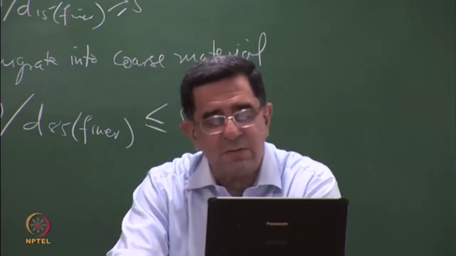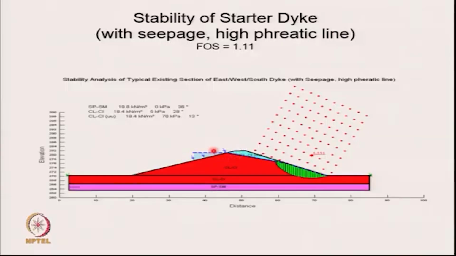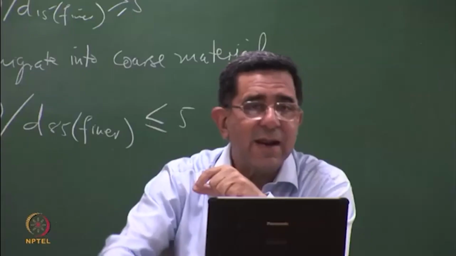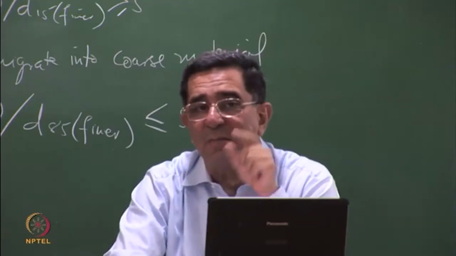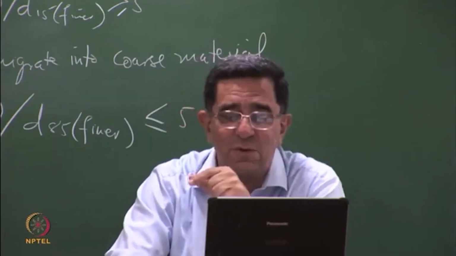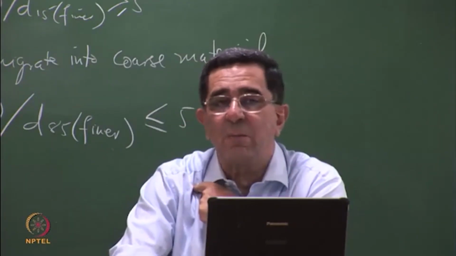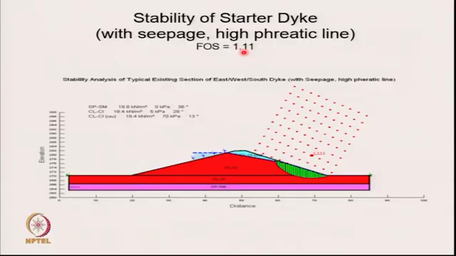However, now let me make the phreatic line higher. My phreatic line is high and it meets the downstream slope. That means now I'm going to get a wet face. When I get a wet face, I know that flow is occurring parallel to the outer slope on the downstream face. Factor of safety is down to 1.1. This is less than 1.5. This is not acceptable in a long-term case. So this embankment does not have acceptable factor of safety.